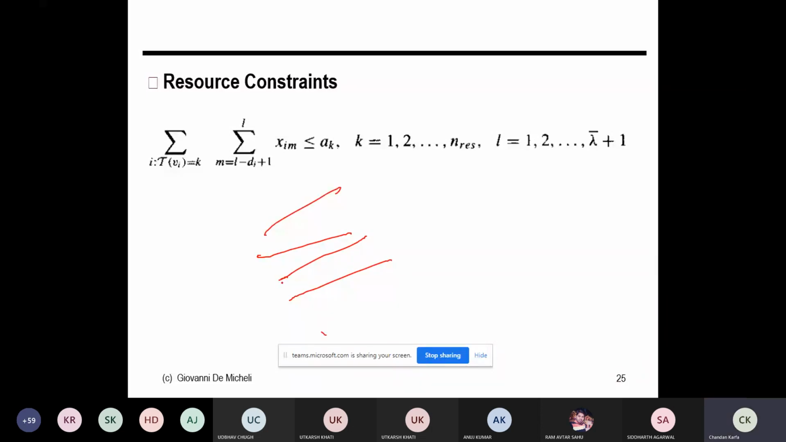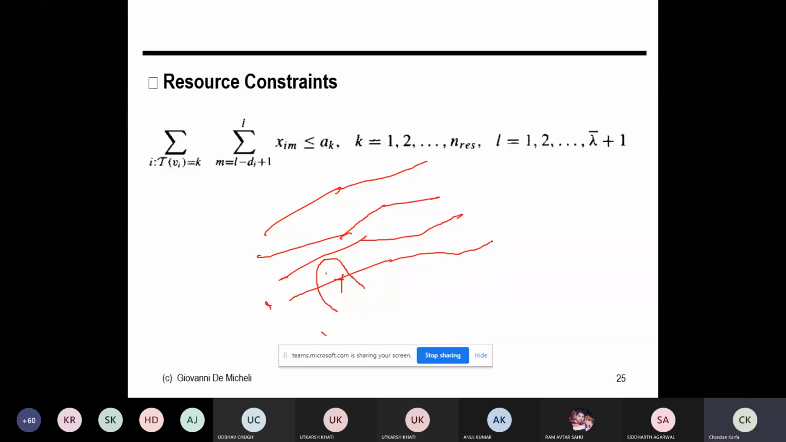So suppose this is your timestamp L, right? If an operation starts here, I'm talking about a particular type, say K or say multiplier only. Okay. So if it is starting here, then also it is going to use a particular multiplier in this step, right? So similarly, if that operation, drawing it is a bit difficult.